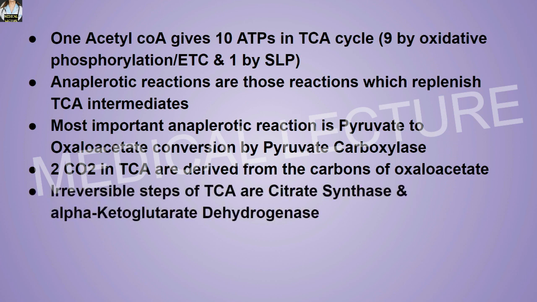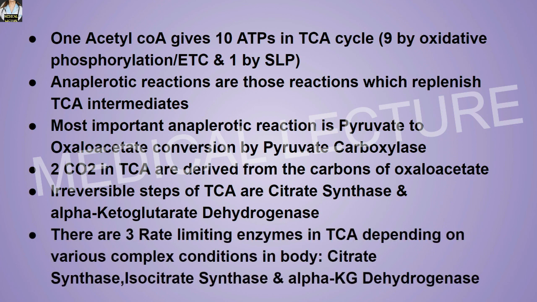Irreversible steps of the TCA cycle, remember, are citrate synthase and alpha-ketoglutarate dehydrogenase. There are 3 rate limiting steps in the TCA cycle depending on various conditions in the body, and they are citrate synthase, isocitrate dehydrogenase and alpha-ketoglutarate dehydrogenase.